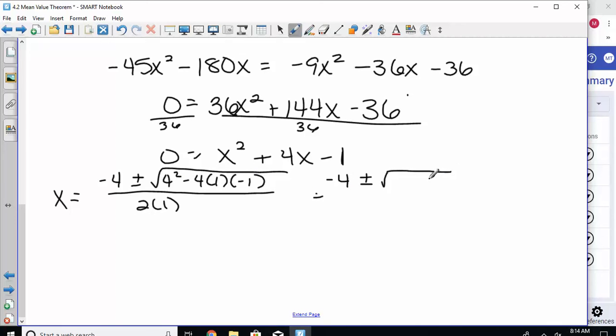So that would be 16 plus 4, so 20. Can break 20 up into a 4 and a 5.